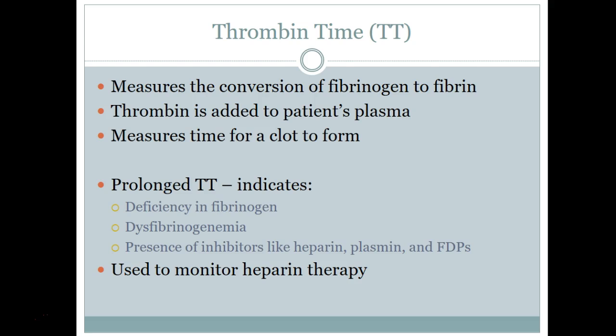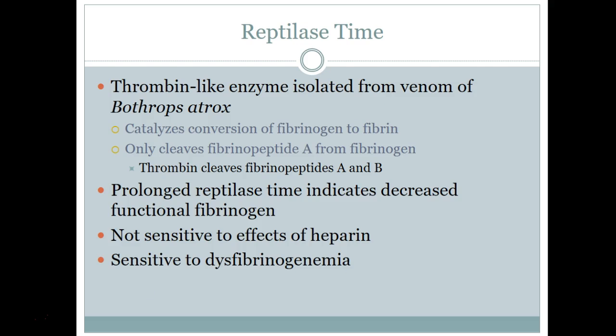The other reason that you would have a prolonged thrombin time is if the patient is on something that interferes with the testing. A really good example here is heparin. If somebody is on heparin therapy, this will automatically prolong their thrombin time as well. It inhibits that process.